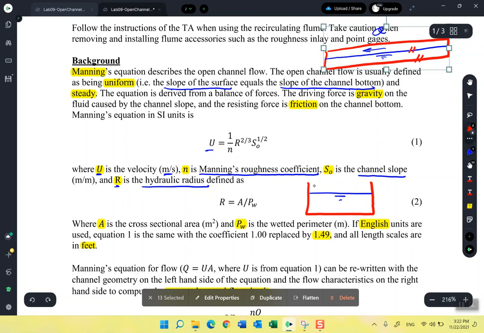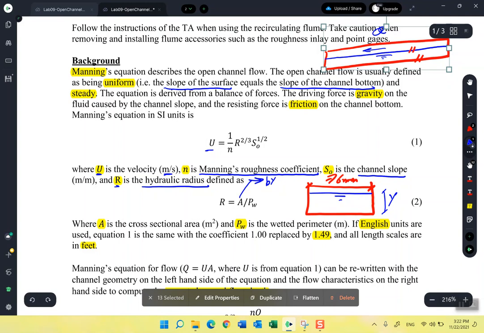We already said that our flume has a constant width, which is 76 millimeters. And based on the flow inside the flume, we can easily measure the value of the water depth y. So once you have the water depth and the section width, you can calculate the area easily, right? By multiplying the width, which is called in most cases small b, by the value of y.